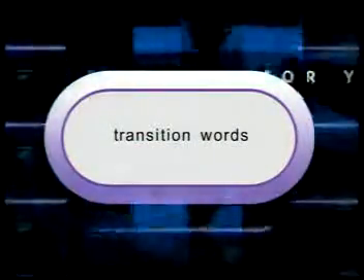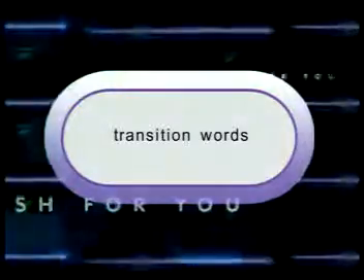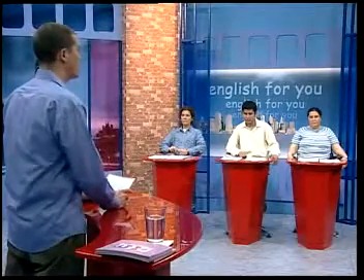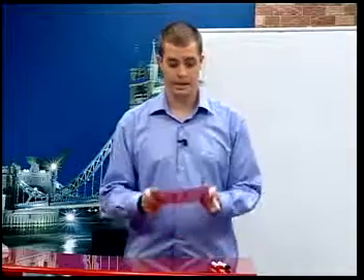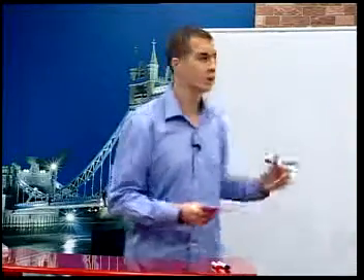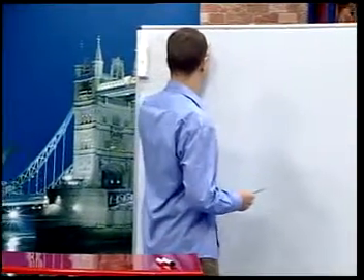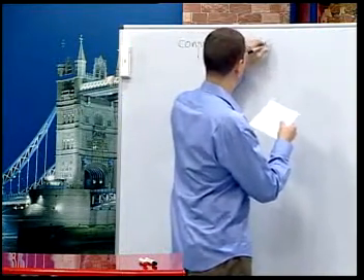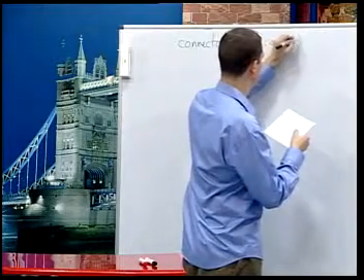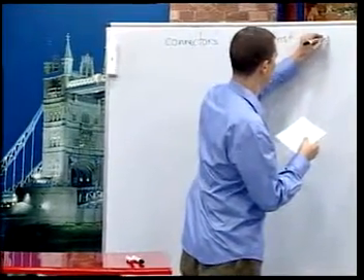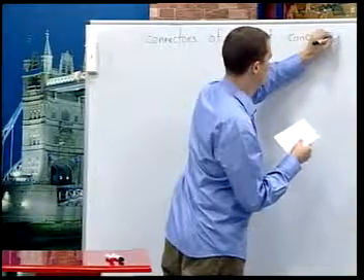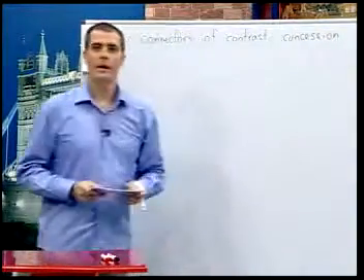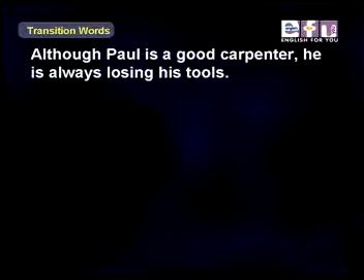Transition words. And now we're going to learn some new connectors or transition words. Let's start with connectors of contrast, concession. Here are some examples. Although Paul is a good carpenter, he is always losing his tools.